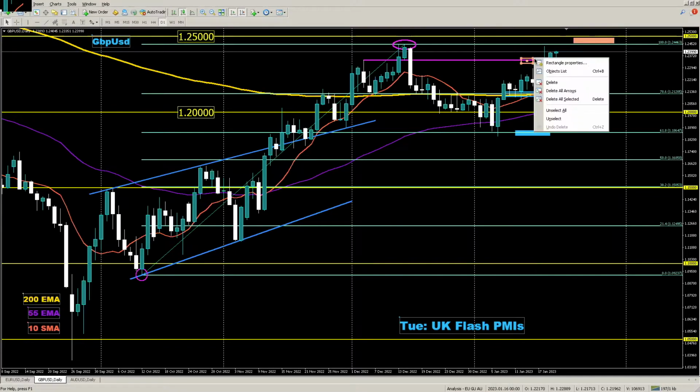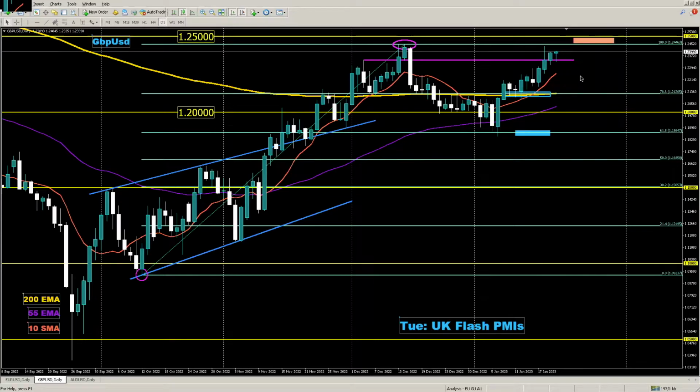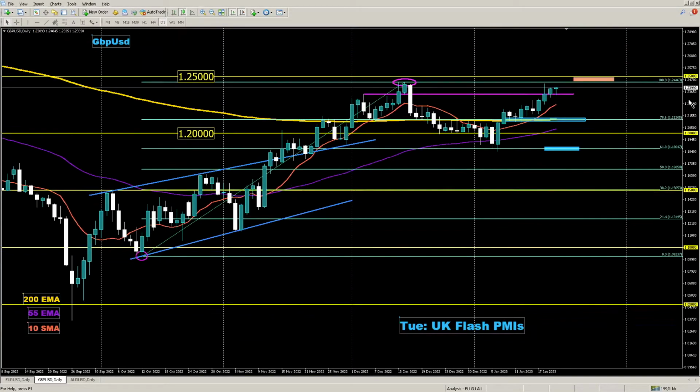Let's remove this. And support is still holding at the 78.6 retracement, just at the confluence with the daily 200 EMA. And key support is at the 62 pip or the 38 pip retracement of this swing move up.